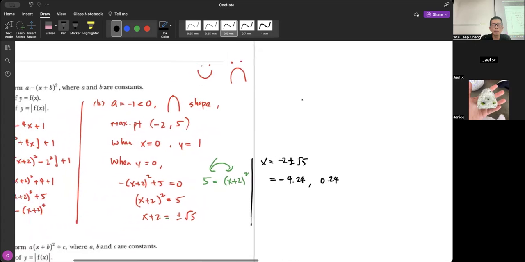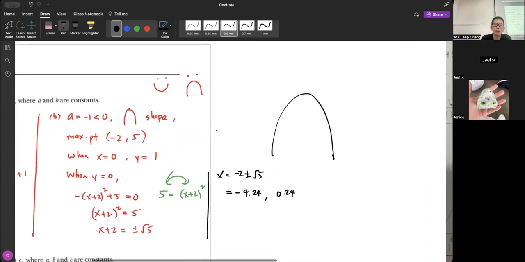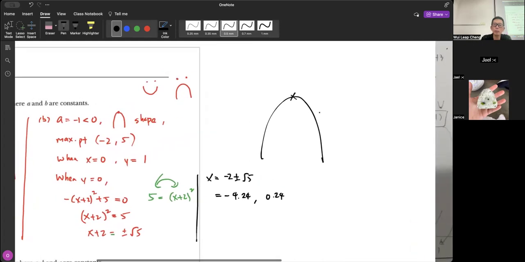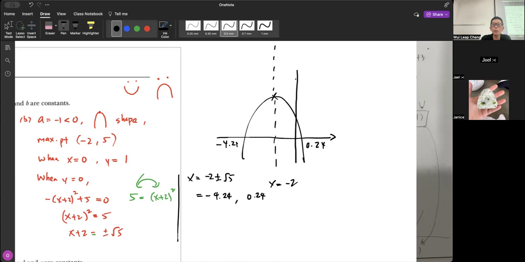Okay, let's see the graph again. So this is an N-shaped graph, right? So there is a maximum point. This one is along as you go to -2. So there will be two values here. One is a positive value, the other one is a negative value. So the x-axis will be somewhere here, the y-axis somewhere here, because this value is slightly more than zero.